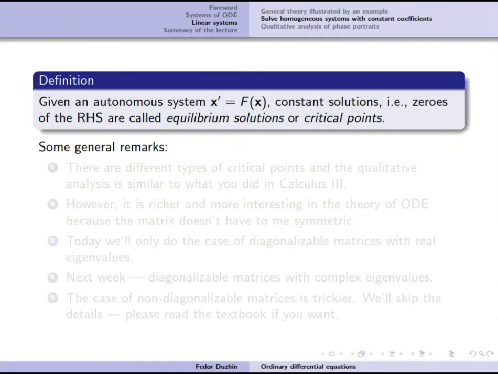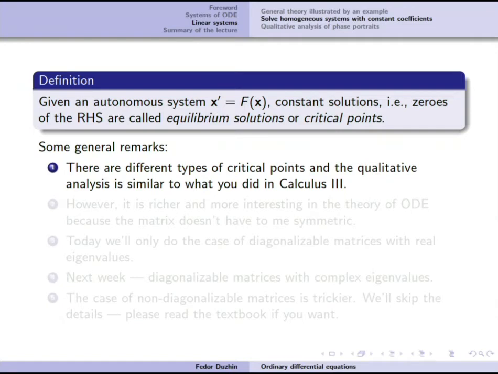So the definition: zeros of the right-hand side generally are called equilibrium solutions or critical points. Right. So there are different types of critical points. The list is longer than in Calculus 3, so it includes all those points that you saw in Calculus 3. So there is, in a way, the differential equation version of the local maximum, which is called, again, either a sink or a source, local minimum, which is the other one, and there is a saddle point, which is also called a saddle point.